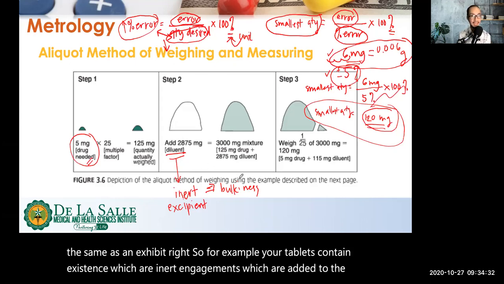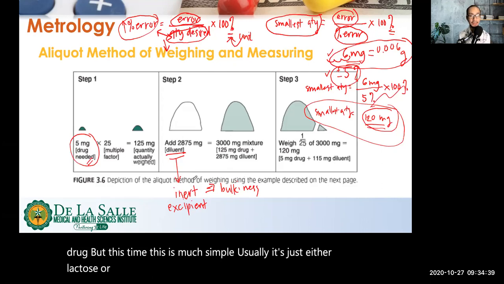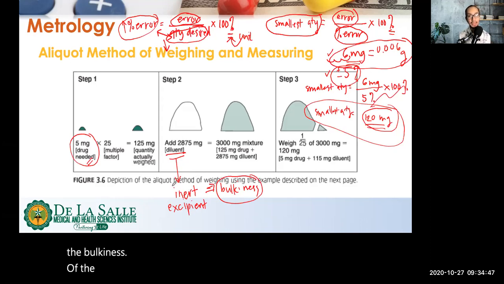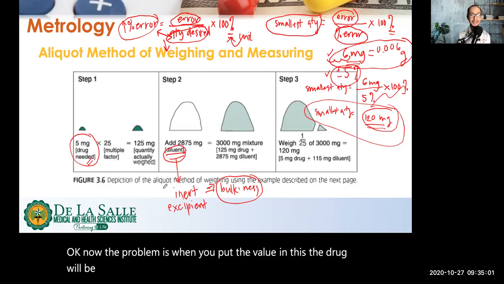But this time, this is much simpler. Usually it's just either lactose or talc, which are added to the drug simply to increase the bulkiness of the powder for you to be able to weigh the drug. Now, the problem is when you put the diluent, based on its name, the drug will be diluted. So its amount gets smaller, its concentration or its potency.